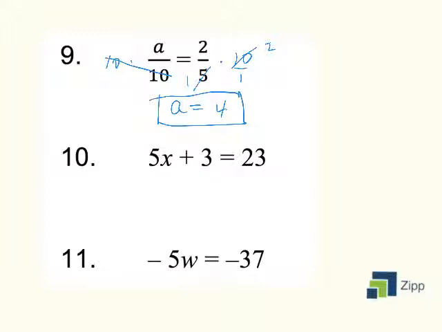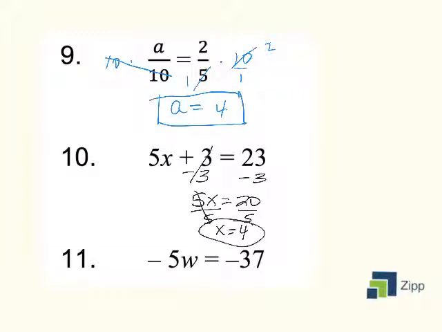Number 10. Very simple. We'll take the 3 away from both sides. And 5x is 20. Divide both sides by 5. And x is 4. Check for negatives. Don't see any. It's that.